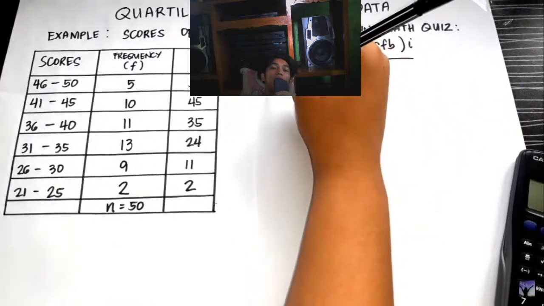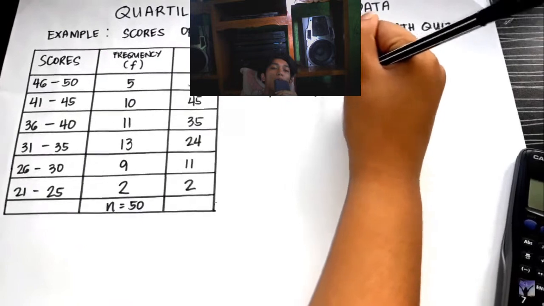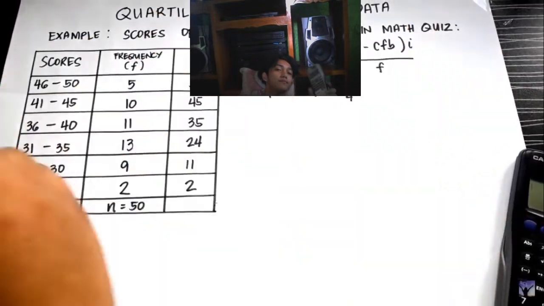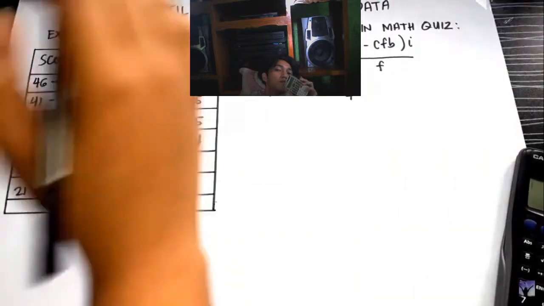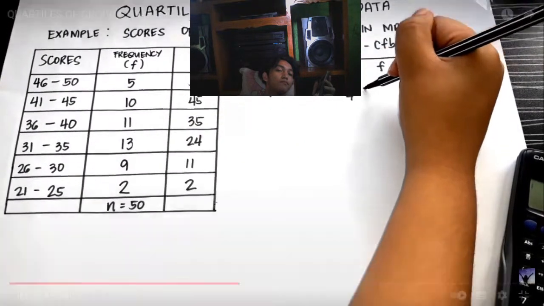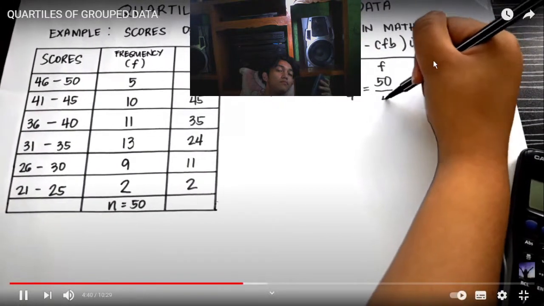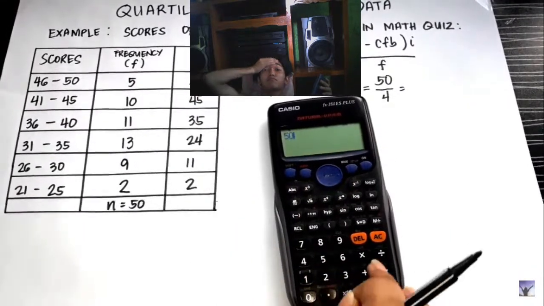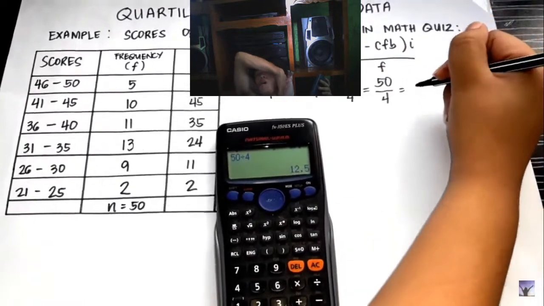Now, our first step is always to get N over 4. This is always our first step, the fraction inside our formula. So, N over 4, again, N is equal to 50 over 4, that is equal to 50 divided by 4 is equal to 12.5.